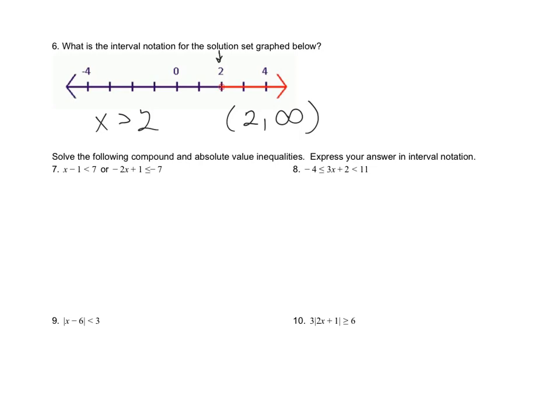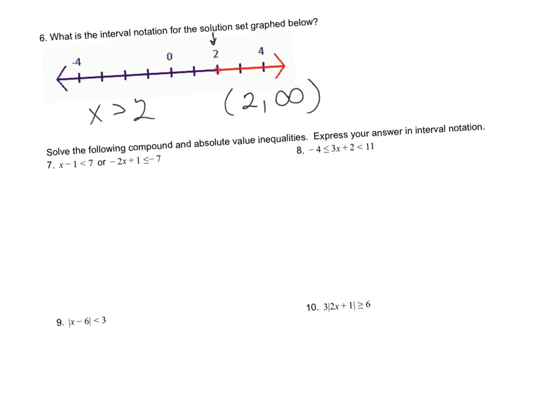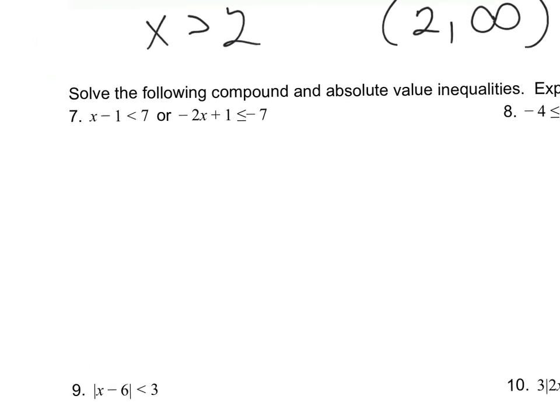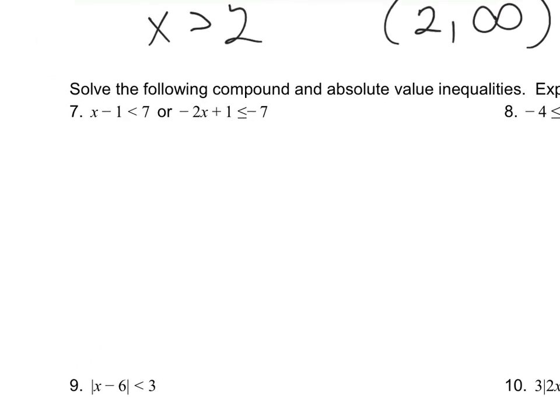The next two examples we're going to take a look at are compound inequalities, and we are going to take our solution and express it in interval notation. The first example we have is x minus 1 is less than 7, or negative 2x plus 1 is less than or equal to negative 7. So this is an or compound inequality.